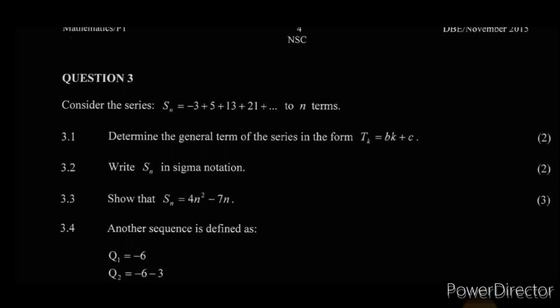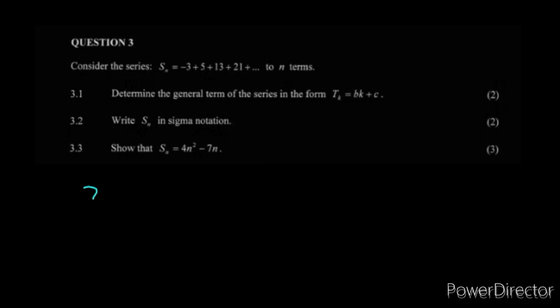So let's deal with the first question first. Let's find the general term. We're given a pattern: -3 plus 5 plus 13 plus 21, and they said up to n terms.